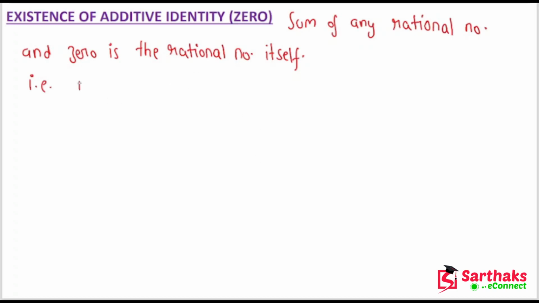That is, let a upon b be a rational number, then a upon b plus 0 is equal to a upon b.